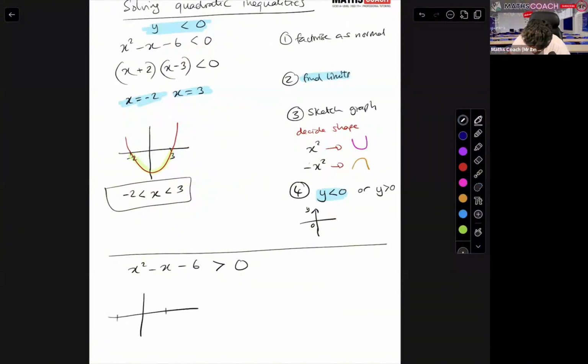I've done it up there, so I don't need to repeat it. However, this time it's y greater than 0. So the y values greater than 0 are up here. It means this part of the graph here and this part of the graph here is what I want. So I'm just going to label it here.